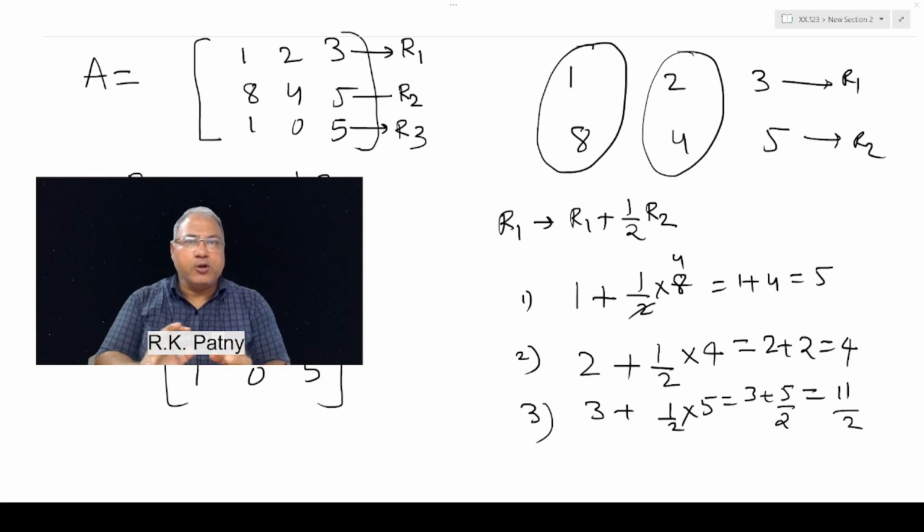Today, we are going to learn elementary row transformation. This elementary row transformation is quite useful while finding out the rank of the matrix and the inverse of the matrix.